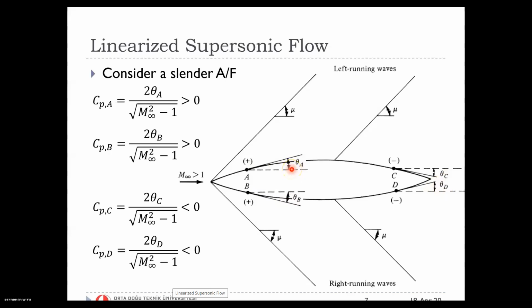When the flow is deviated towards itself, then theta is positive, like here and here. It's actually deviated or turned into itself, and if it's turned away from itself, then theta is negative, like the rearward part of this shape.